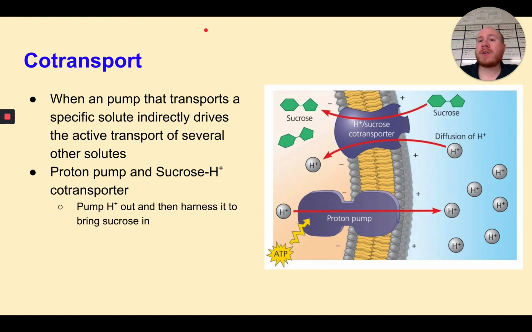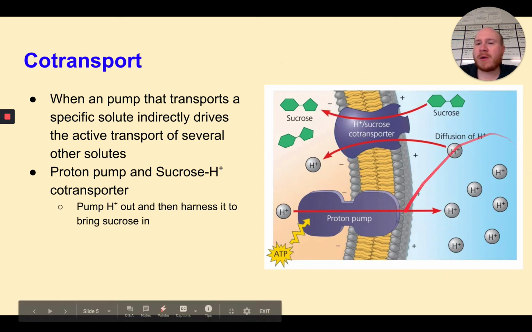Now, there's also a thing called co-transport, and it's when a pump that transports a specific solute indirectly drives the active transport of several other solutes. An example would be proton pumps and the sucrose H+ or proton co-transporter. What it does is it pumps hydrogens out of the cell, so it creates this electrochemical gradient where there's more hydrogen outside the cell than in. So now the outside is positive, and the inside is slightly negative.